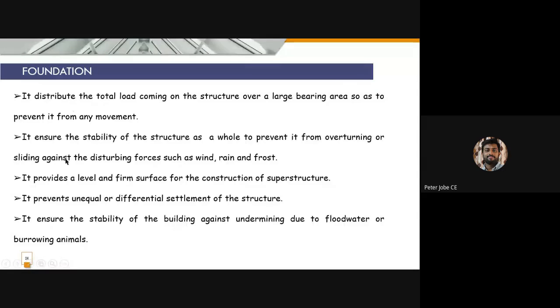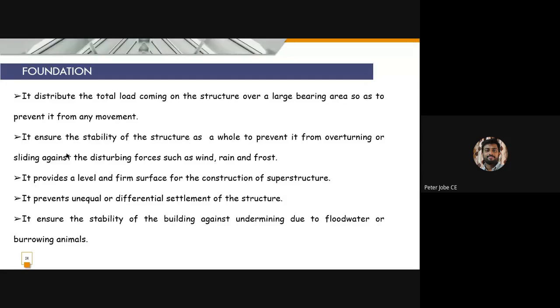The next function of foundation is it ensures the stability of the structure as a whole, to prevent it from overturning or sliding against the disturbing forces such as wind, rain, and frost. This is the thing I've talked about earlier. So the foundation is the thing which holds the building in its position against overturning or sliding. Overturning means the building will be overturned.